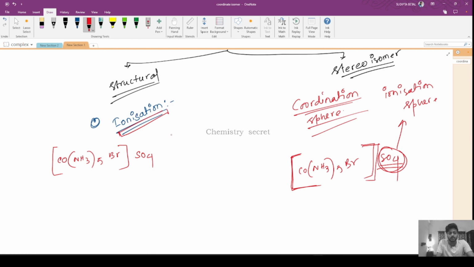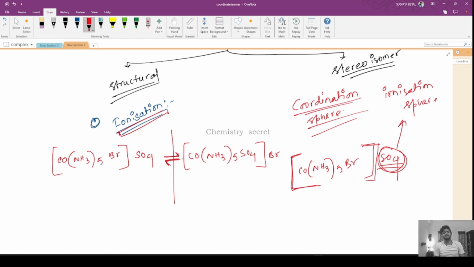Okay, so if we exchange the ionic species inside the bracket and outside the bracket, meaning if we exchange the species of the coordination sphere and ionization sphere, then we can rewrite the complex as [Co(NH3)5SO4] and 1 bromine outside. So now we can tell that these two are ionization isomers.